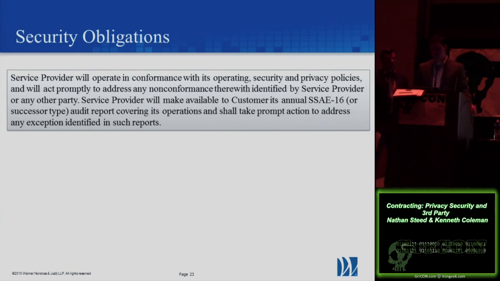A couple of concerns about this. First of all, what are their operating security and privacy policies? They're not even referenced in this section through a hyperlink, which oftentimes they will be. Here, you have no idea. If you just go with the terms of this agreement, you don't know what those security, operating, and privacy policies are. Additionally, they might act promptly to address any nonconformance therewith, but if it's caused you some harm, are you made whole for the harm that was caused because they failed to live up to their security policies? Or do they just say, well, hey, moving forward, we'll fix that? Additionally, it only covers an SSAE 16 or successor type audit report, and that might not be sufficient depending on the type of data that you're providing to the vendor.